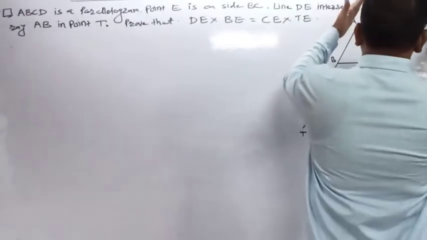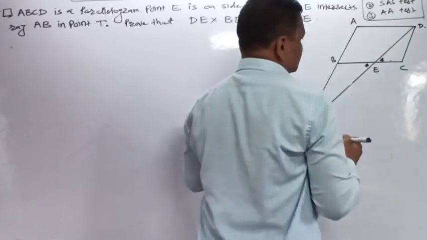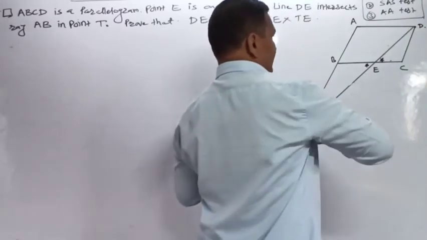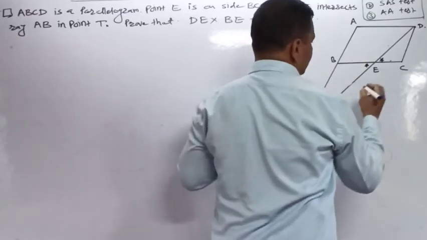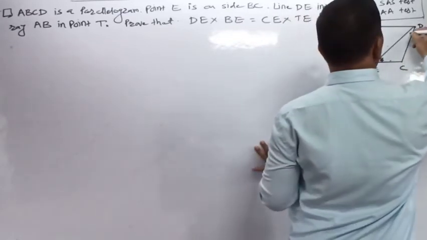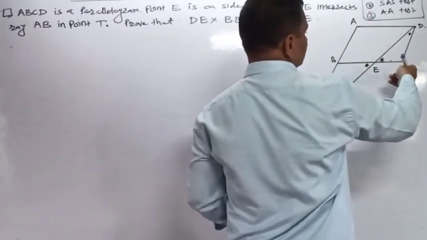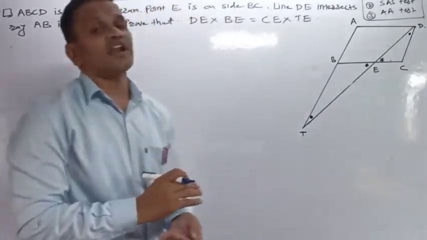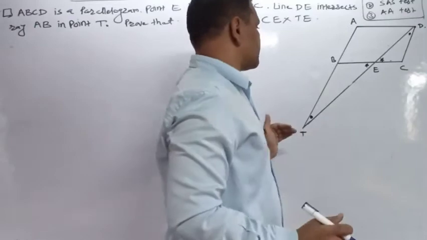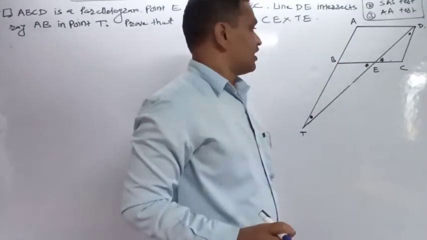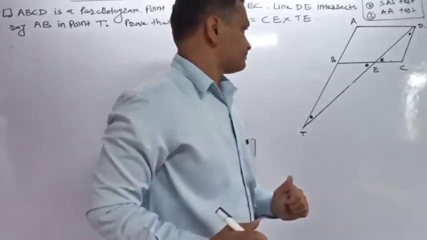Now line AB is parallel to CD, and line DT is a transversal. Then we can write angle ATD is congruent to angle CDT because they are alternate angles formed by the parallel lines AB and CD, and DT is their transversal. Therefore, these two triangles are similar by the double A test for similarity.